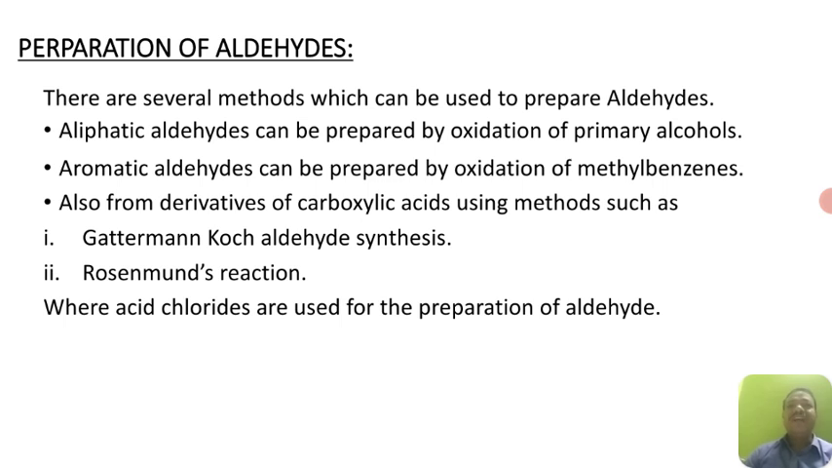Aromatic aldehydes can also be prepared by oxidation of methyl benzene. For example, if you take toluene, when toluene is subjected to radical chlorination, you get benzal chloride, C6H5CHCl2. Then, on further treatment with water, you get benzaldehyde. So this is how aromatic aldehydes can be prepared by oxidation of methyl benzene.